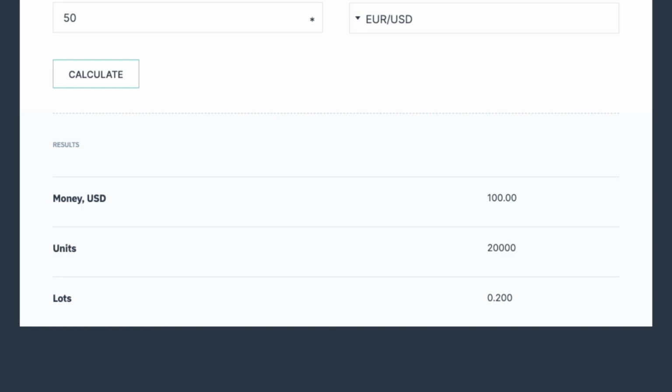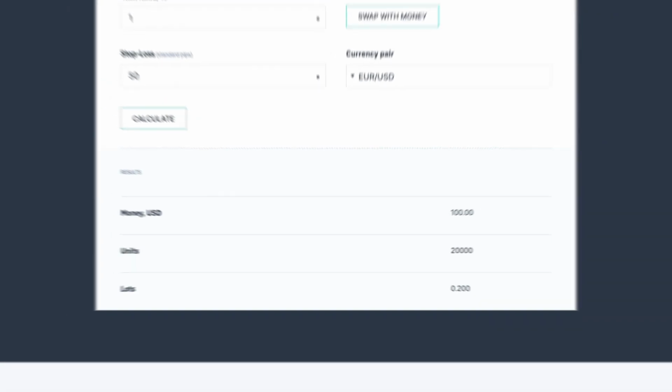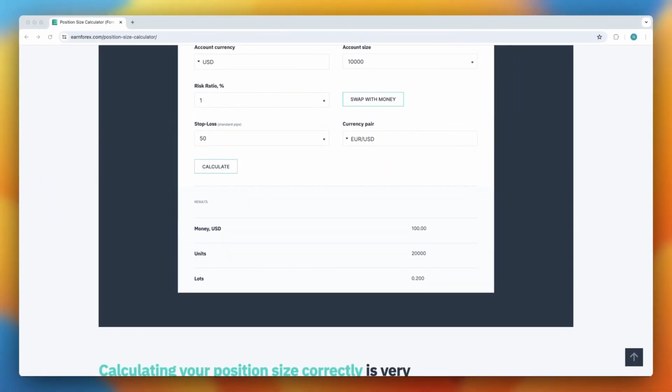Lots. This is the number of standard lots you should trade. One standard lot is 10,000 units of the base currency. So basically this is all the information you should know in order to take your trade. And of course, keep your trading rules, your risk management rules in your mind. It's very important. So that's how you can use the EarnForex position size calculator to manage your Forex trade.